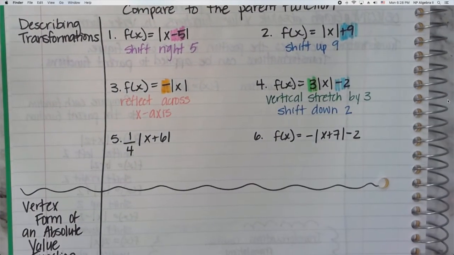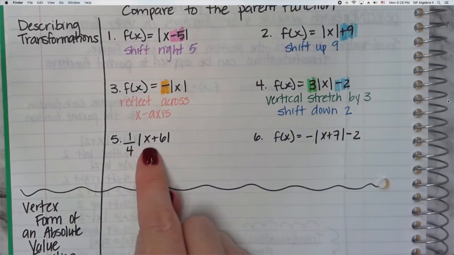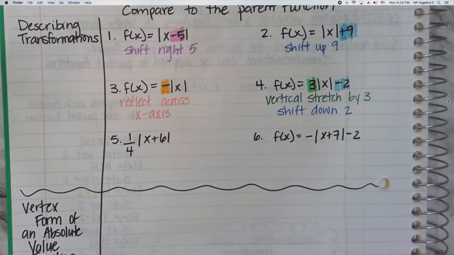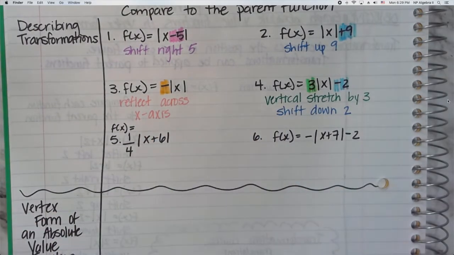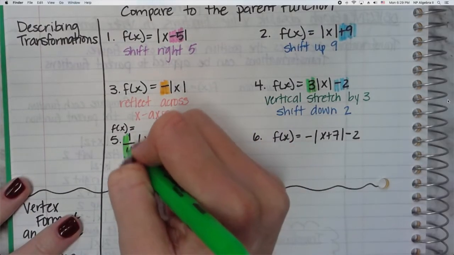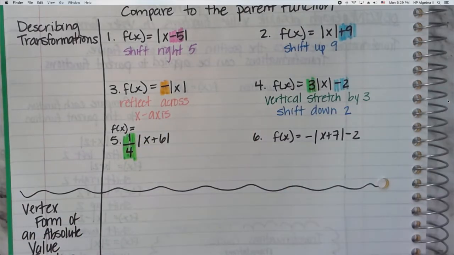Taking a look at the next example, 1/4 times the absolute value of x plus 6, and I did forget to put function notation out in front. This should be f of x equals, we're talking about functions here. So this number out in front, again, that's going to be our vertical stretch or compress, depending on if this is greater than 1 or between 0 and 1.